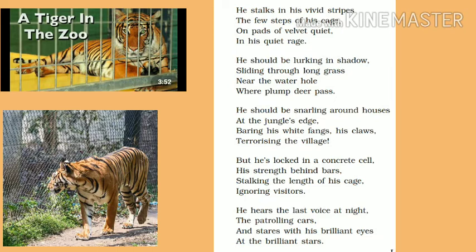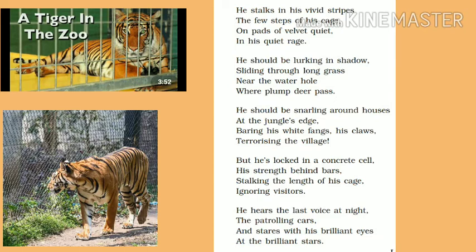So the poet is telling, he stalks in his vivid stripes. Vivid means prominent. So this tiger is stalking, walking from this corner to that corner and back again. In his vivid stripes means very prominent yellow stripes over his body.